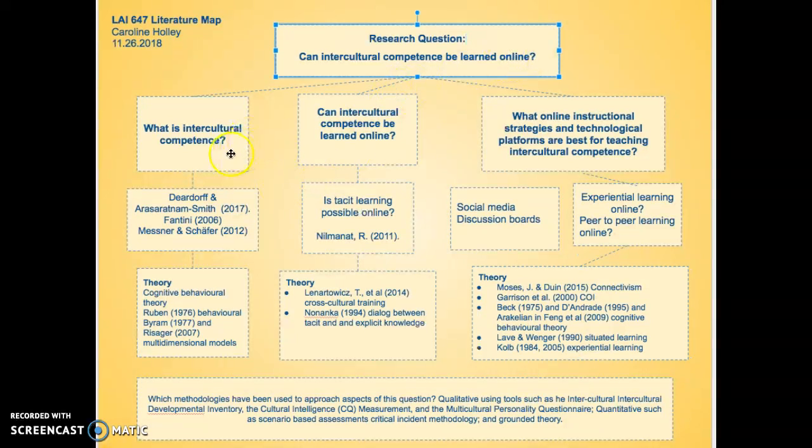So first off, what is intercultural competence? There's a whole set of questions that need to be answered here, and probably the simplest explanation is brought to us by Fantini, which is that it is a complex of abilities needed to perform effectively and appropriately when interacting with others who are linguistically and culturally different from oneself.